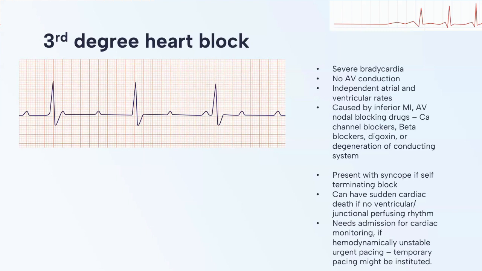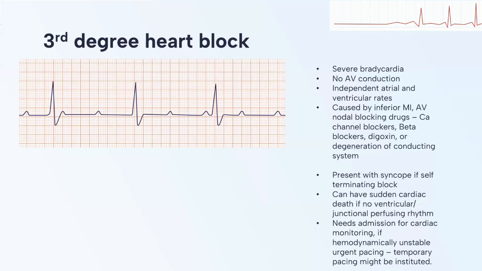But patients who probably won't end up in the emergency department are those who have a non-terminating block. They end up with sudden cardiac death because they don't regain output. They'll have P waves, but they won't have QRSs and they won't perfuse, and that would lead to cardiac death if it doesn't self-terminate. All patients with heart blocks need admission for monitoring, and if they are hemodynamically stable and perfusing, you'd admit them for a permanent pacemaker as soon as you can.